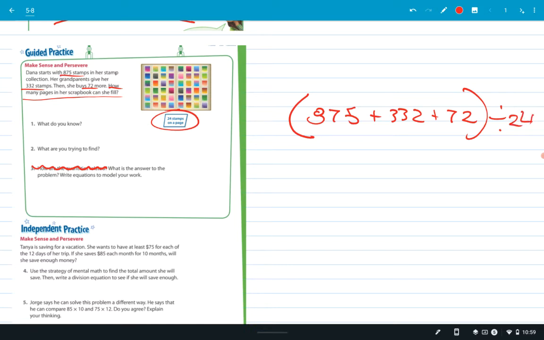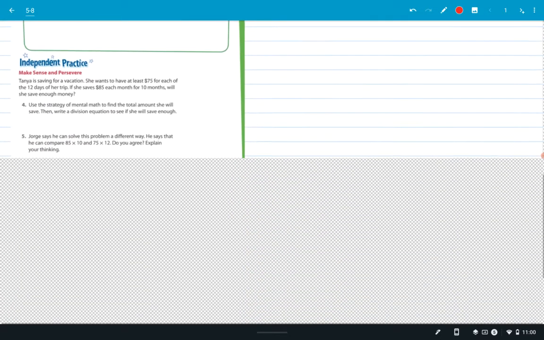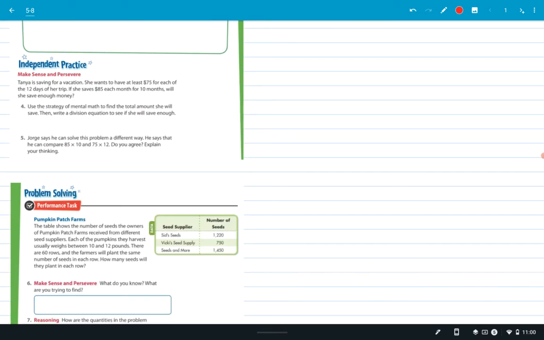Now, in order of operations, remember, you would always do what's in parentheses first. So that's why I put it in parentheses. You would add up those numbers, and then you would divide by 24, okay? Okay, so that's the first one set up for you. Now, the independent practice, let's take a look at that one.